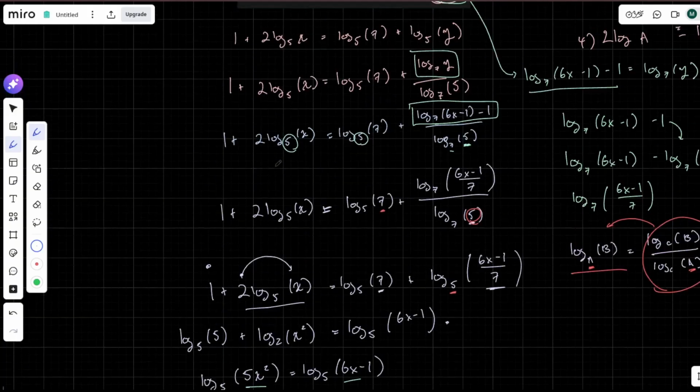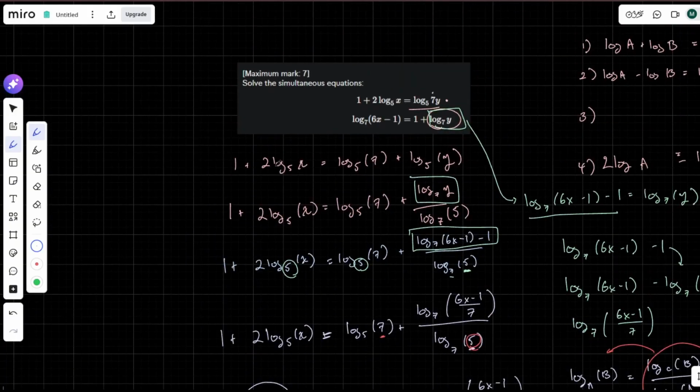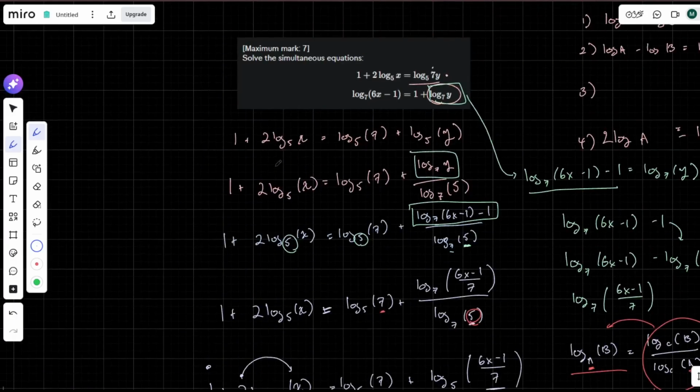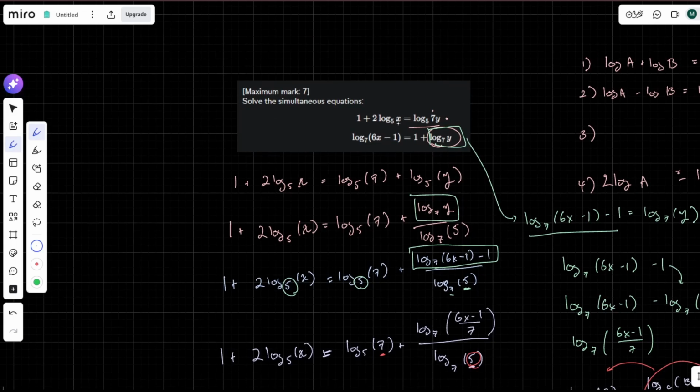So x is 1/5, x is 1. Now I'm just coming back up to check, because we're supposed to not have any minus values in our logarithms. So I'm just checking where x is up here. Those both seem fine. So it seems like both of those solutions aren't going to give me a negative number in my logarithm.